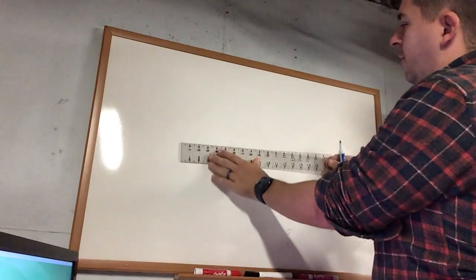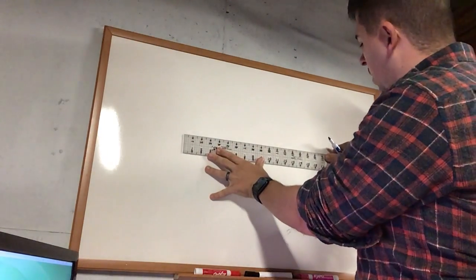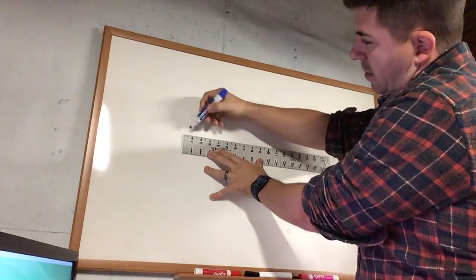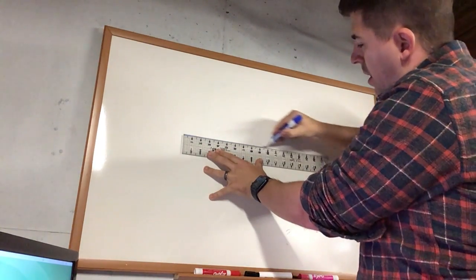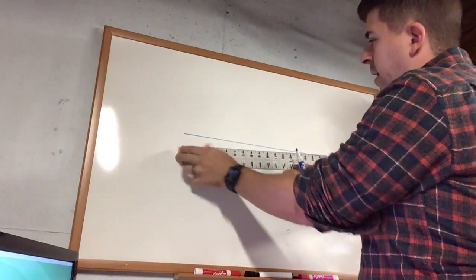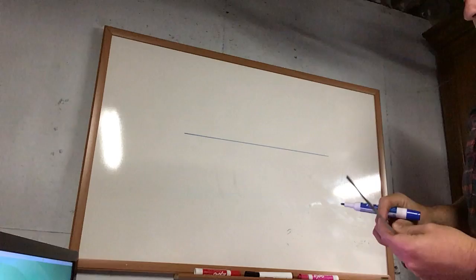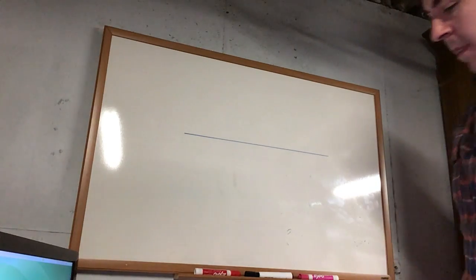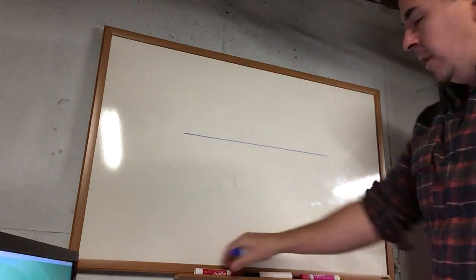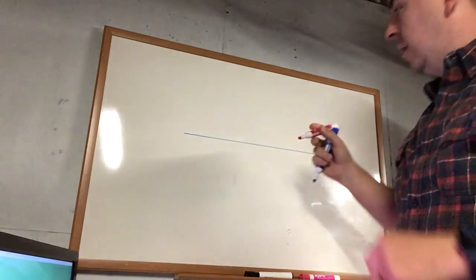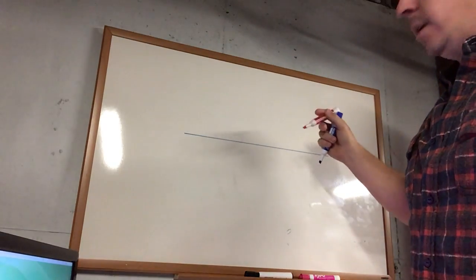So the first thing you're going to do is draw your horizon line. That is the line straight across, horizontal. And then you can mark your vanishing point. We'll do that in red. And that is where the person is going to look.